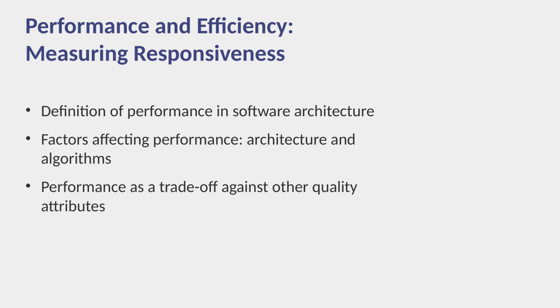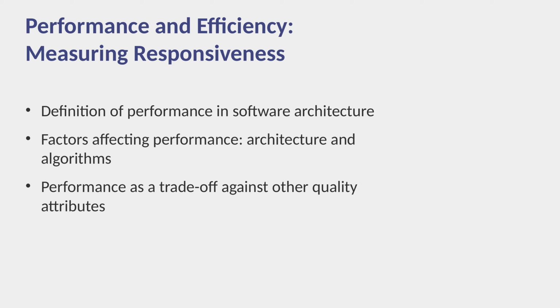Performance refers to the responsiveness of a system, including how quickly it can process requests. This attribute is often measured in terms of latency and throughput. For instance, a web application must load quickly to provide a satisfactory user experience. Factors influencing performance can be architectural, how computations are distributed across components, and algorithmic choices made in coding.